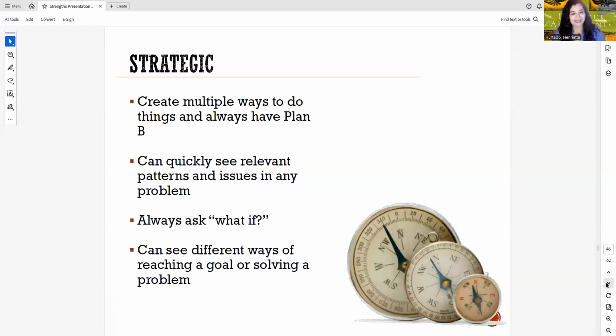Strategic. This is definitely one of my strengths. Create multiple ways to do things and always have a plan B. Can quickly see relevant patterns and issues in any problem. Always ask, what if? And you can see different ways of reaching a goal or solving a problem.